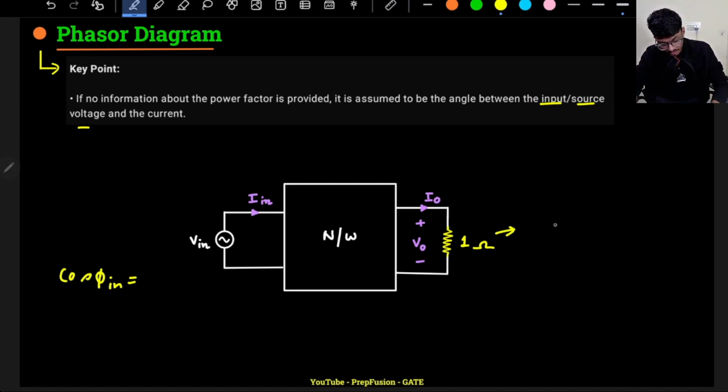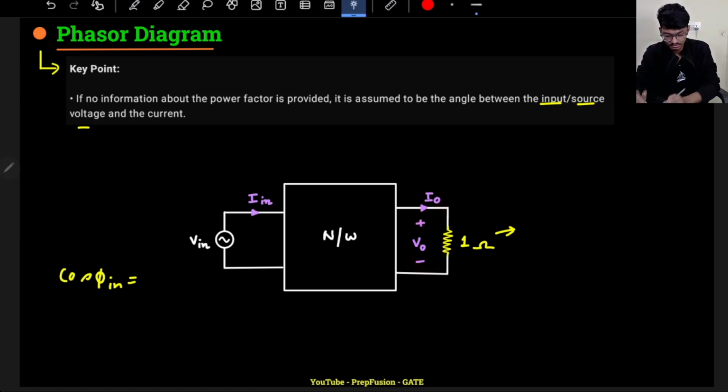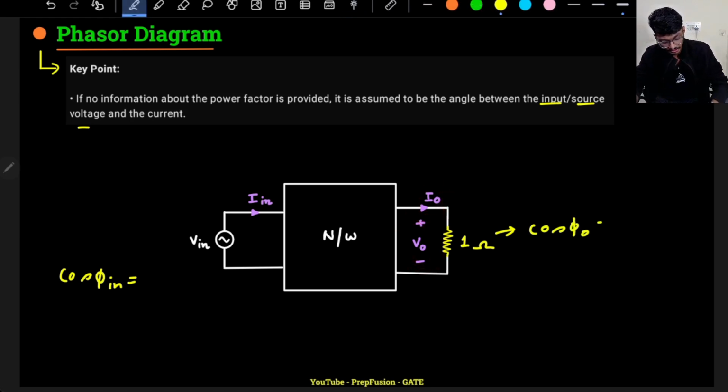What will be the load power factor? You find the load current, the load voltage, and the phase difference between these two quantities, then you take the cos of phi naught, and that will be your LPF, the load power factor. The other will be your source power factor. So this is the difference between load and source power factor.